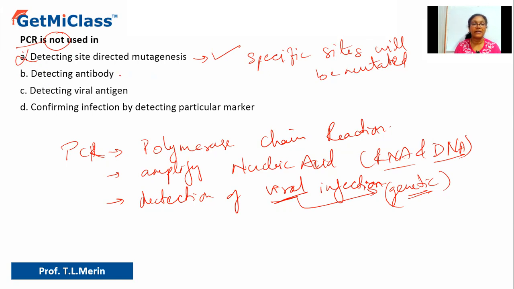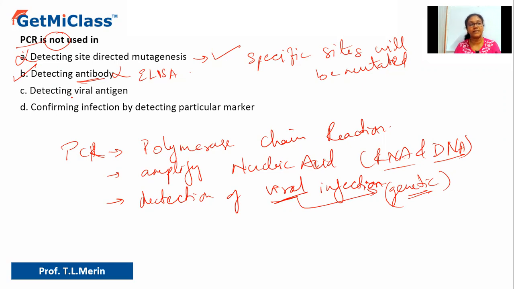Option B, detecting antibody. PCR is not used for detecting antibody, so this is not used. Why? Because this can be done by various methods like ELISA, enzyme-linked immunosorbent assay, which can be used for detecting antigen and also for detecting antibodies. You have many other methodologies by which you can detect antibody, but not PCR. And this should be the correct answer, because we are looking for where PCR is not used.